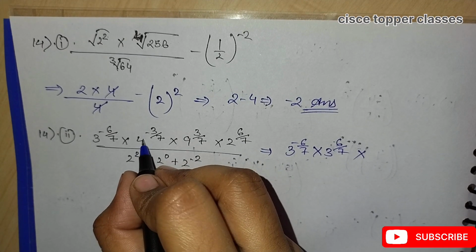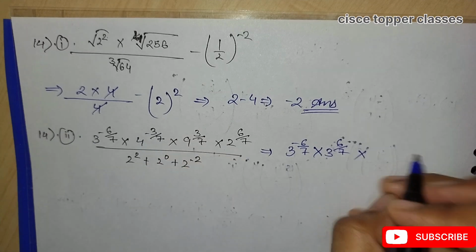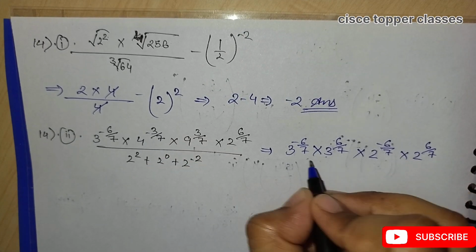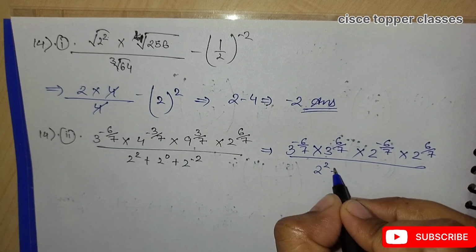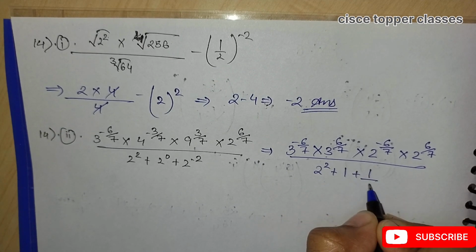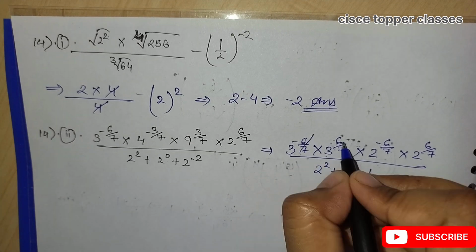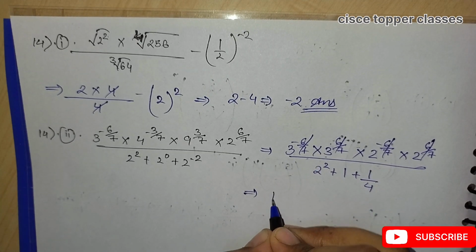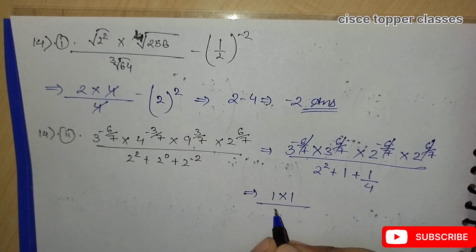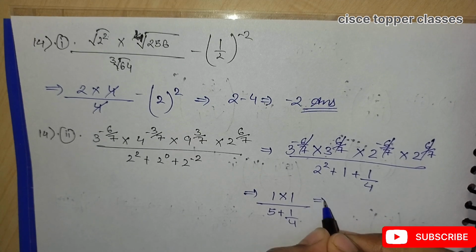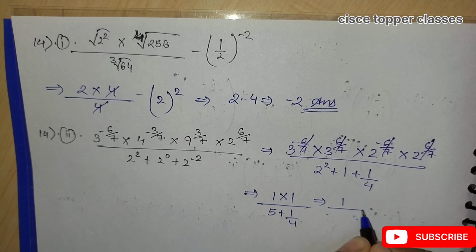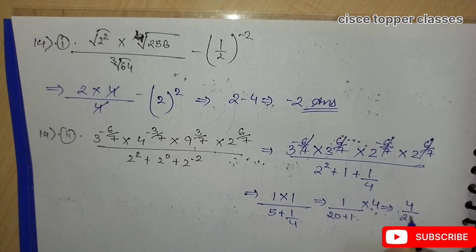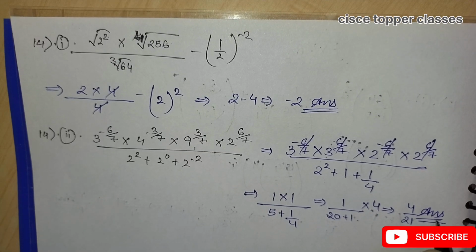Here also we can write 2 to the power 2 minus 3 by 7. On multiplying we will get minus 6 by 7. 2 to the power minus 6 by 7 into 2 to the power 6 by 7 divided by 2 to the power 2 plus 1 plus 1 by 4. So this will be cancelled out and here also it will cancel out. So it will be 3 to the power 0 as 1 into 1 divided by 5 plus 1 by 4 equal to 1 divided by 20 plus 1 into 4 here. So it will be 4 by 21 as the final answer of 14th second part.